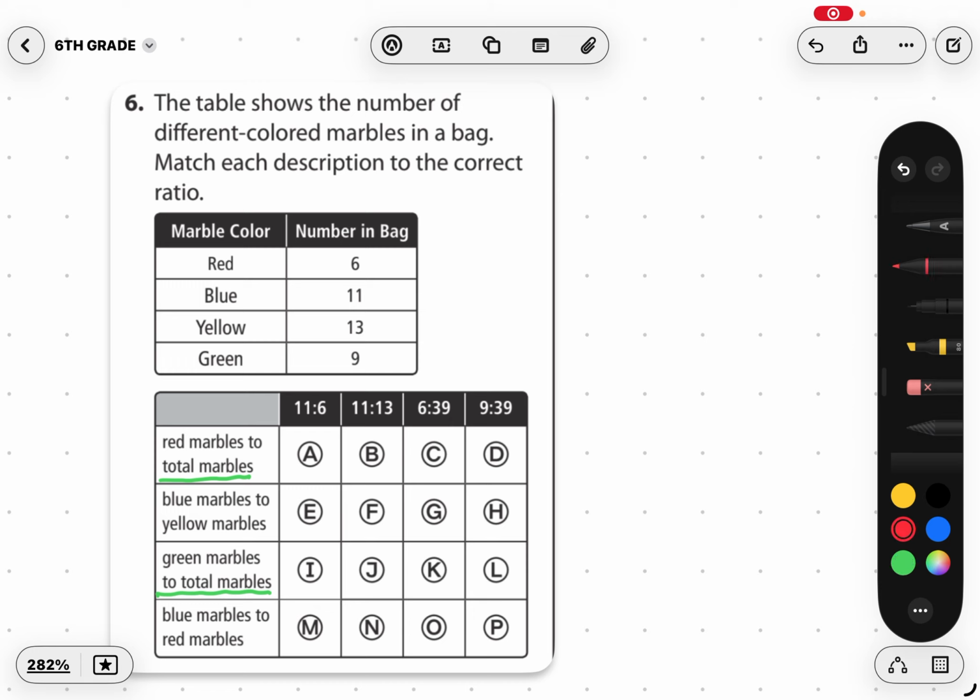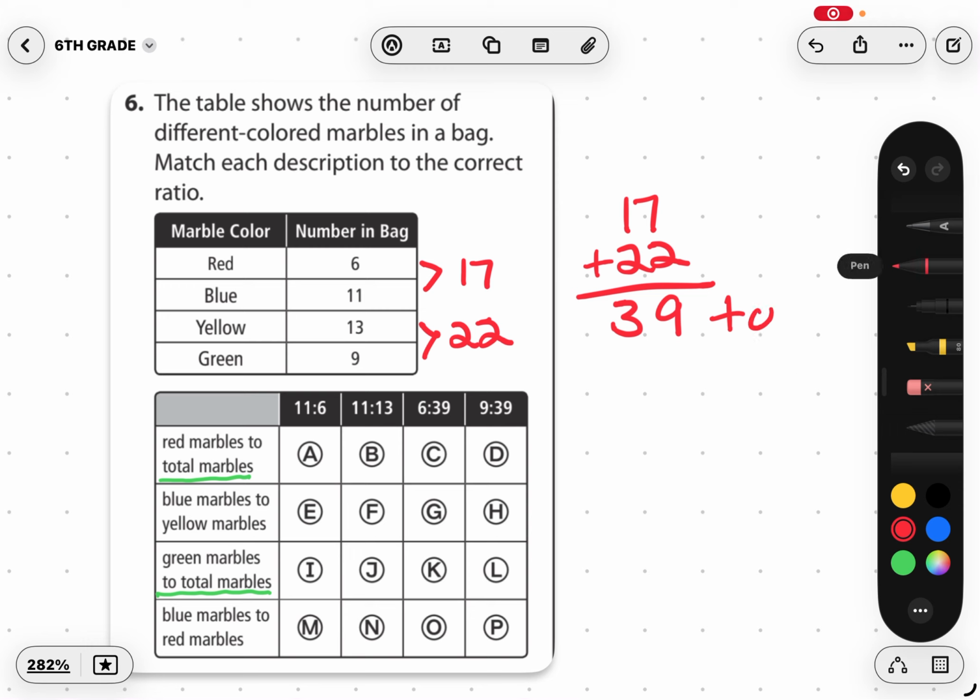So let's go ahead and do that. 6 plus 11 is 17. 13 plus 9 is 22. So now we have to do 17 plus 22. 7 plus 2 is 9. 1 plus 2 is 3. So there's 39 in total. Okay. So 39 marbles all together. And then we have the breakdown over here by color, which is good. Now we can go ahead and match our answers up.